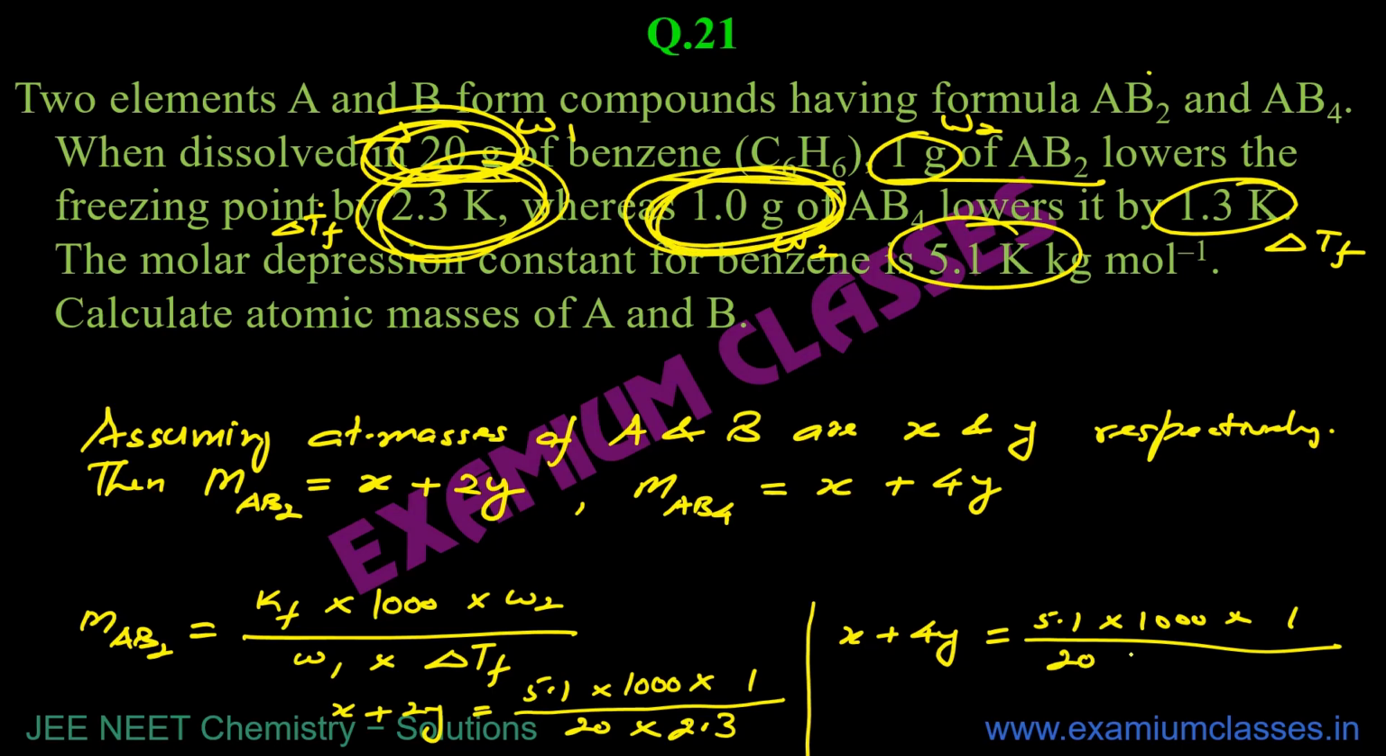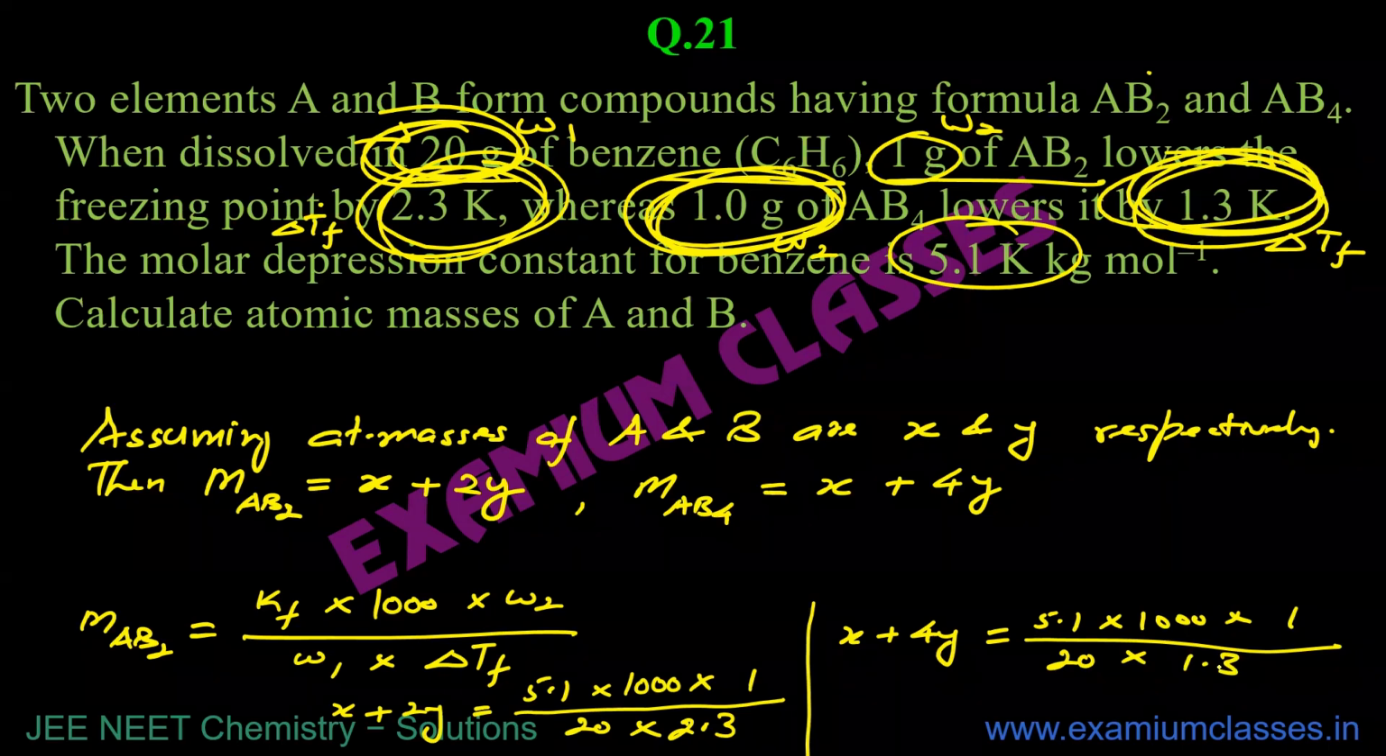Divided by 20 into, now the lowering in vapor pressure is 1.3. So you have two equations. You will get two equations in two variables, x and y. So you will solve those. Basically, if you subtract one from the other, x and x will get cancelled, you will get the answer.